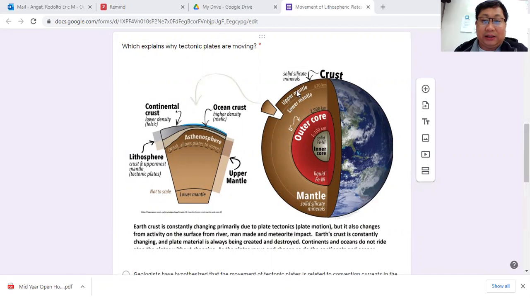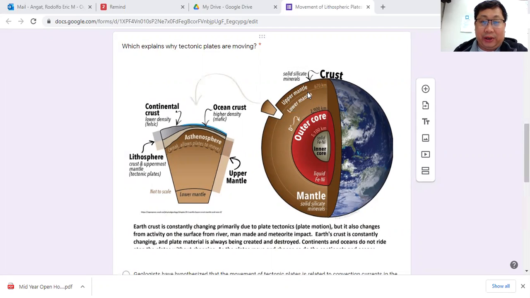This area here is like plastic. So it's moving. It's like semi-solid or semi-liquid. It has the plastic properties that allows it to move. And convection is happening in this area here.